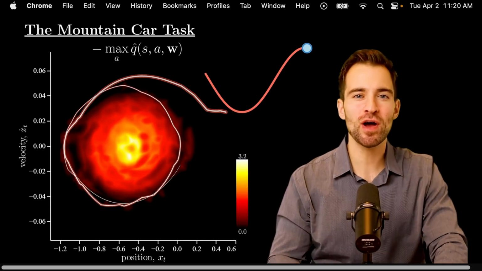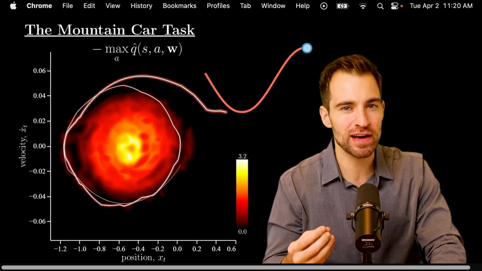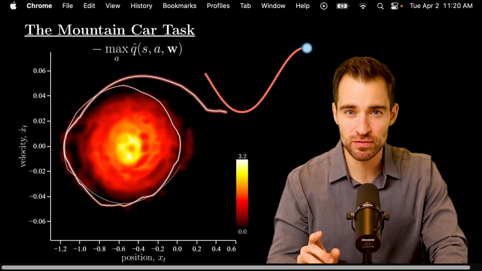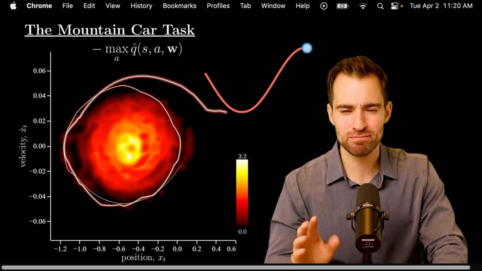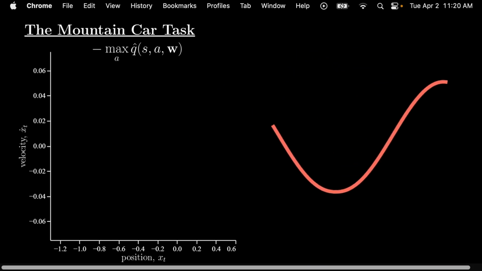To show that, I'll show how the action values evolve over 500 episodes. And at several intervals, I'll show how the car navigates through the state space. Let me start by getting out of the way. Okay, first, we got a new scale. Earlier, the hottest color indicated a value around 3. Now, that'll be over 100.